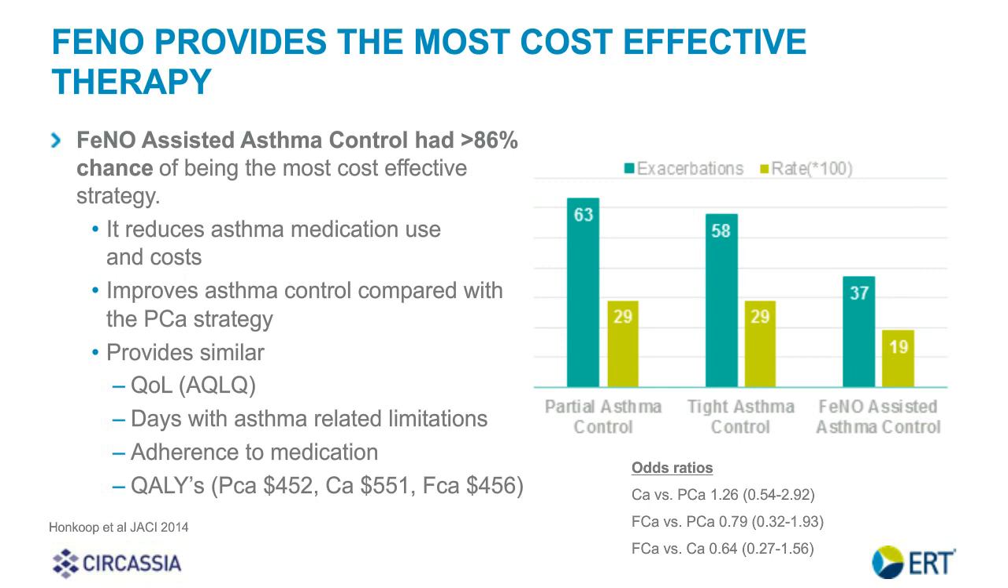And here it showed that the FeNO-assisted asthma control had a greater than 86% chance of being cost effective. It reduced asthma medication use and improved asthma control, while providing similar quality of life, days with asthma-related limitations, and adherence to medications. So if you look at the chart here, it just looks at the exacerbations. And again, the FeNO-assisted group showed less exacerbations overall and lower rates compared to the other types of control.